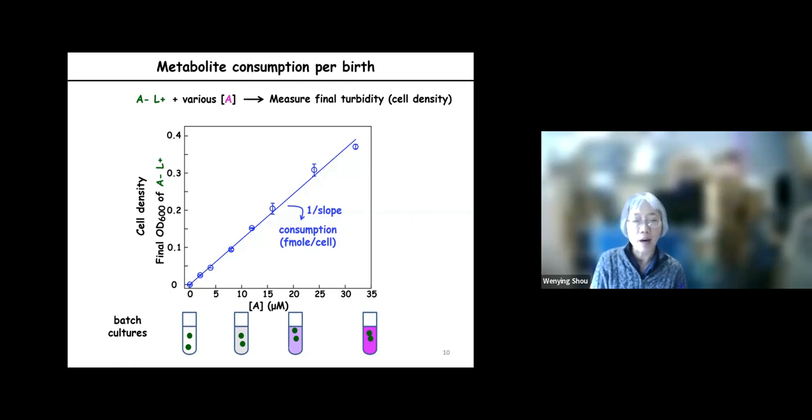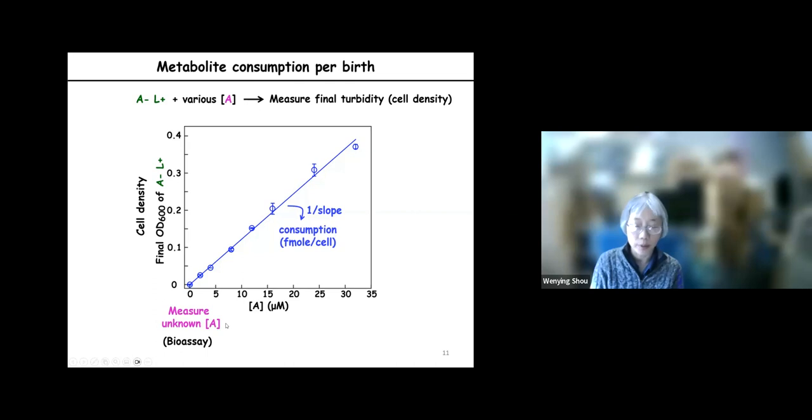So that's how we measure consumption. But the same assay can also be used to measure concentrations of adenine in any unknown sample. For example, if you want to measure release, you will need to know how much is in the medium. So you take an unknown sample, like a supernatant of some culture to which adenine has been released, and you add these cells and ask what the final turbidity is. Then you can back calculate the adenine concentration in the supernatant.